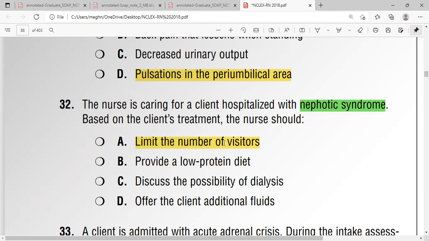So answer B is incorrect because the client needs additional protein. Answer C is incorrect because dialysis is not indicated for the client with nephrotic syndrome. Answer D is incorrect because additional fluid is not needed until the client begins diuresis.